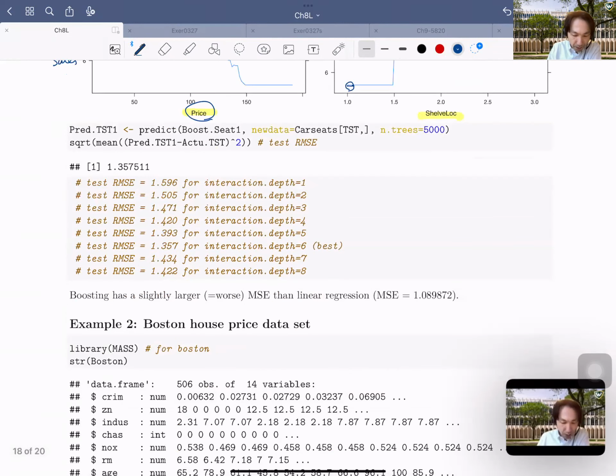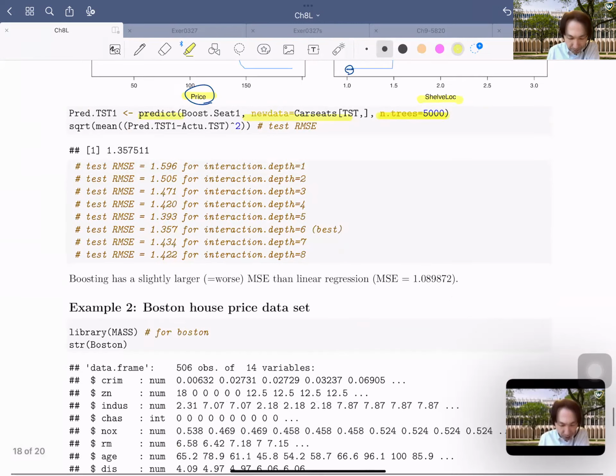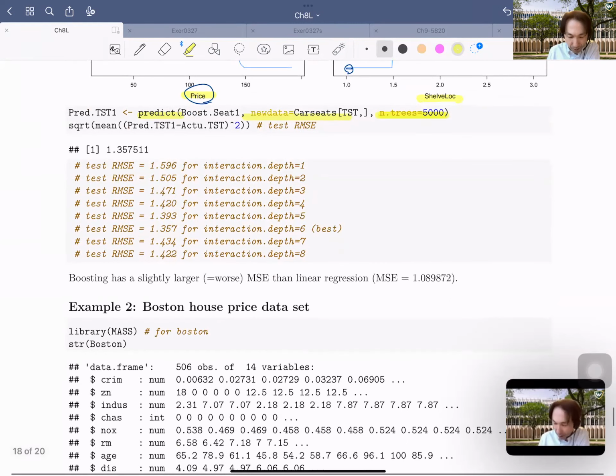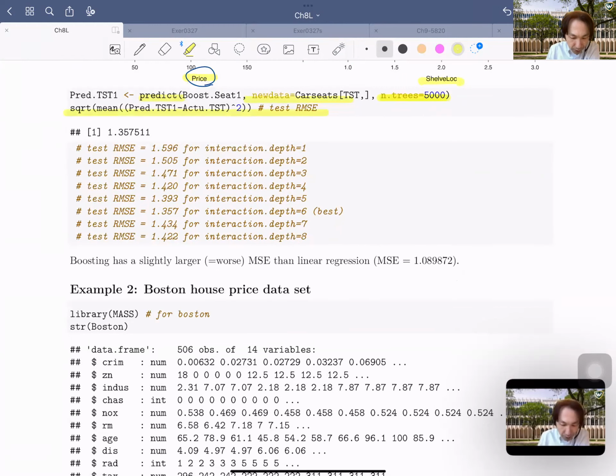Then you can do the test. We can calculate test error, predicting by using the predict function. It sounds like we can update the number of trees again, but I fixed it at 5,000. It sounds like 5,000 is a sufficient number. I changed it to 10,000, and the result doesn't change, almost the same. A very small difference, maybe, but almost no difference. And we can calculate test error, and that is 1.357.